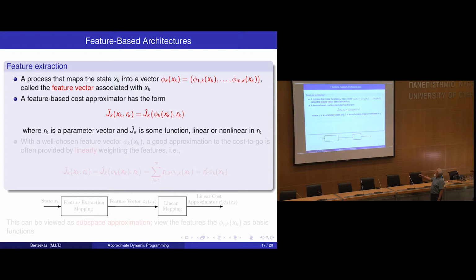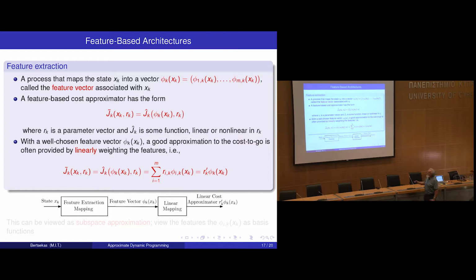And the feature-based approximation architecture introduces a dependence on the state through its feature vector. In other words, states that map to the same features are approximated in the same way. And this j hat is some function, perhaps linear or nonlinear, of the feature vector. Now, the idea with feature-based architectures is that a good cost-to-go approximator perhaps has to be complicated, nonlinear. But if you manage to squeeze into these features a lot of the nonlinearity, then you can use a simple j hat. You can just linearly weight, for example, the features, because a lot of the nonlinearity is captured by these features. With a well-chosen feature vector, a good approximation is often provided by linearly weighting the features.